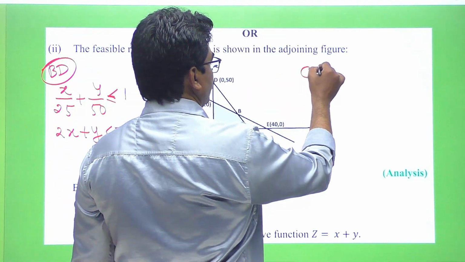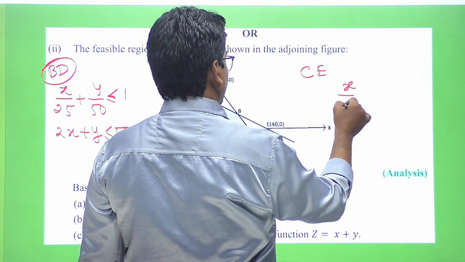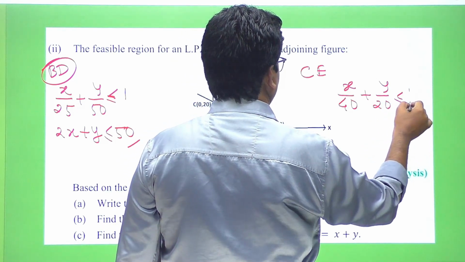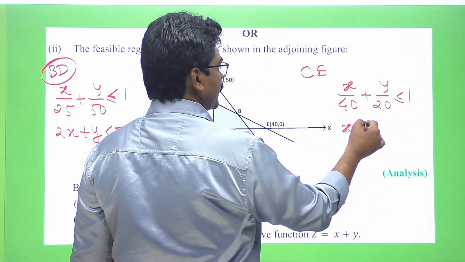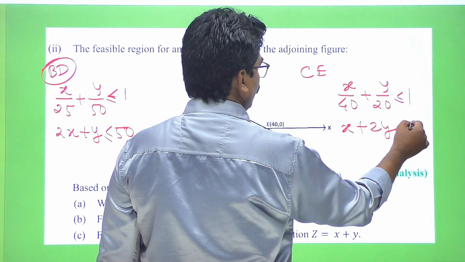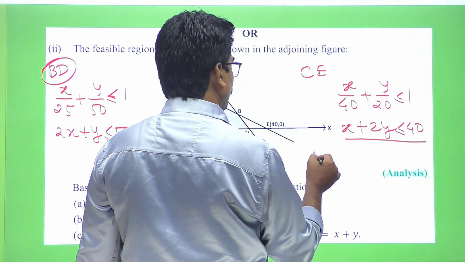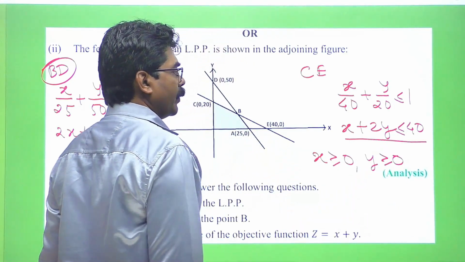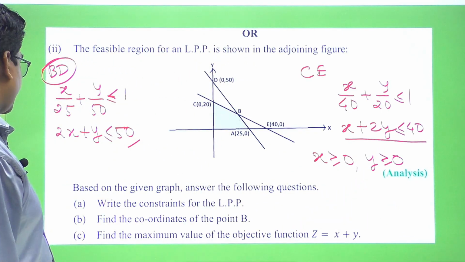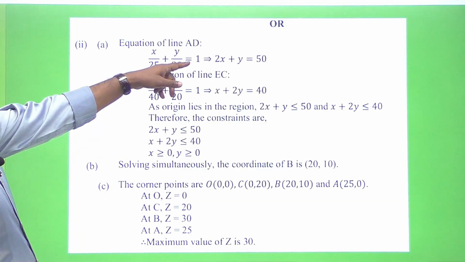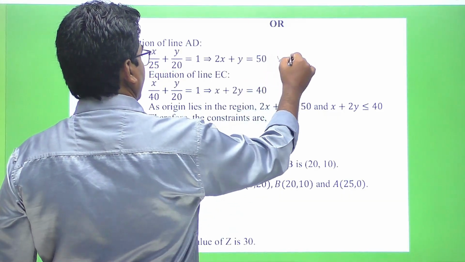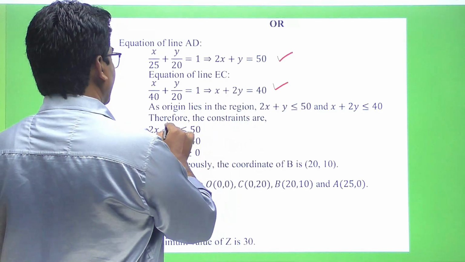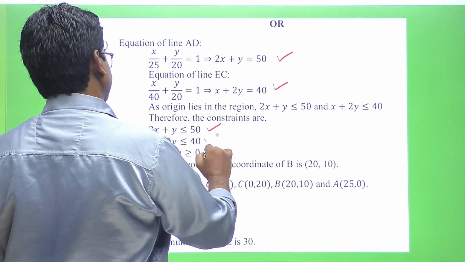If you try for CE, x/40 + y/20 ≤ 1. Multiply throughout by 40: x + 2y ≤ 40. And two more conditions are here: x ≥ 0, y ≥ 0. Okay? You can check. Yes, 2x + y = 50, x + 2y = 40, as well as the remaining constraints are here.